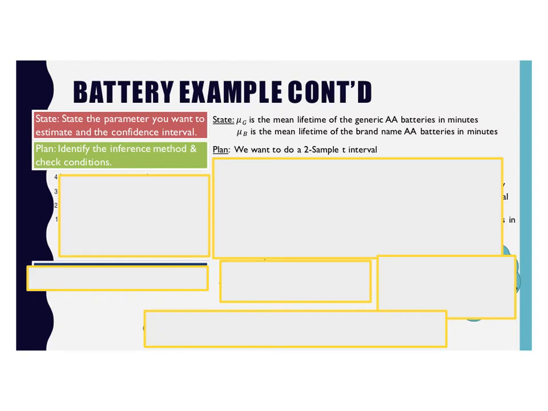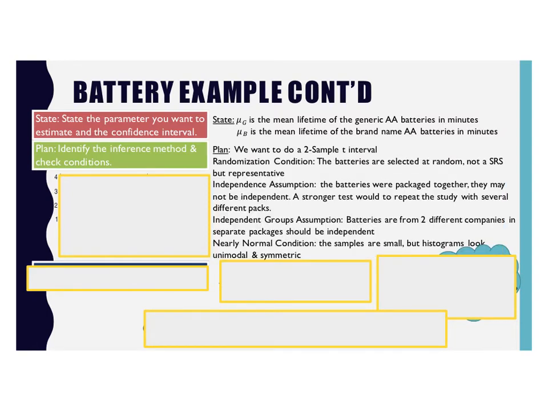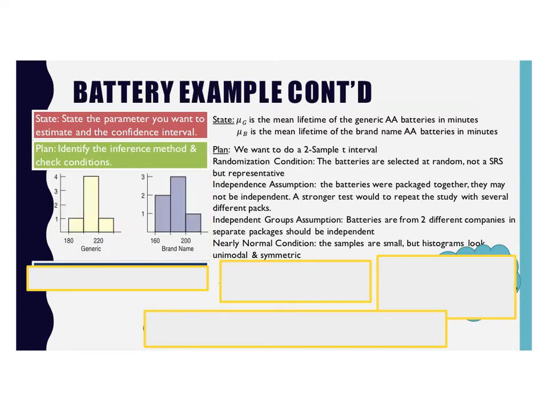Now for our conditions, the batteries are selected at random, but it's not an SRS, should be representative. We know the batteries are packaged together, they may not be independent. A stronger test would be to repeat the study with several different packs. For independent groups assumption, batteries are from 2 different companies in separate packages. They should be independent. And nearly normal, the samples are small, but if we look at our constructed histograms, they look unimodal and fairly symmetric. So we're okay there. Now, primarily you want to make sure you are doing this nearly normal condition, this randomization.